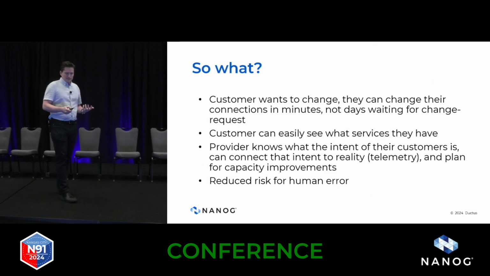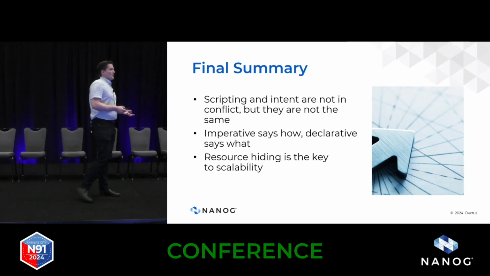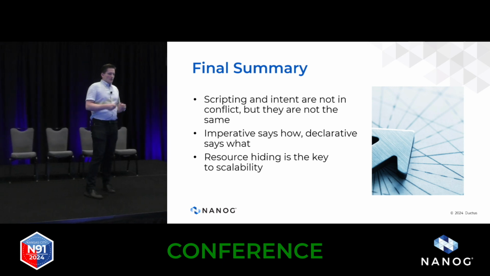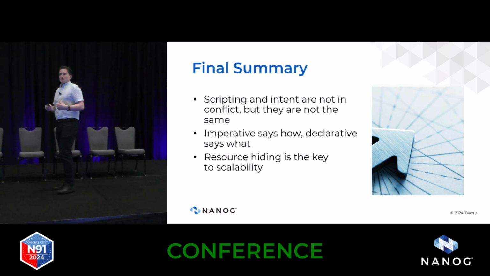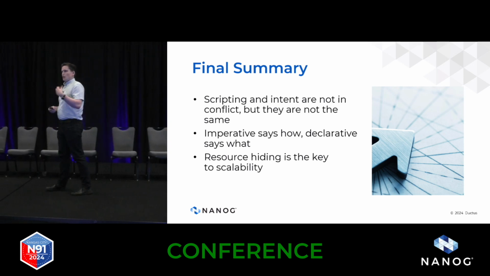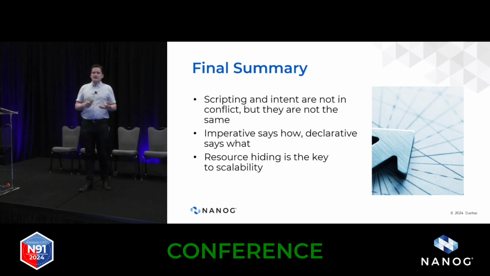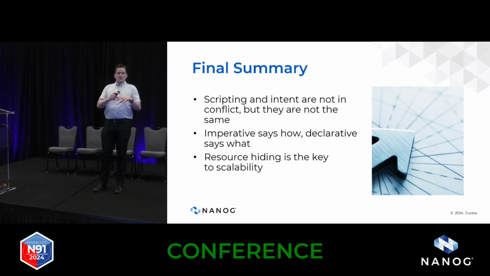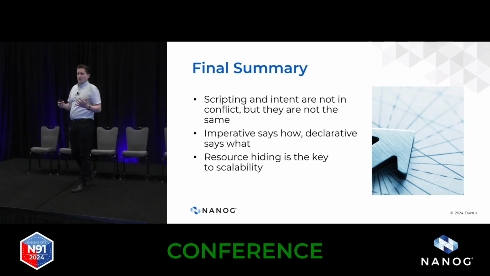From this intent model, we can add whatever checks we want, whatever validations we need. Okay, finally, I want to say that scripting and intent are not in conflict. They are, but they're not the same. We should be aware of when we're using an imperative system to say how to make a change versus a declarative system that says what the changes are that we want to do. And resource hiding will be the key to scalability in management. If we can't hide resources, then we have essentially an unlimited amount of complexity that we have to manage over time.